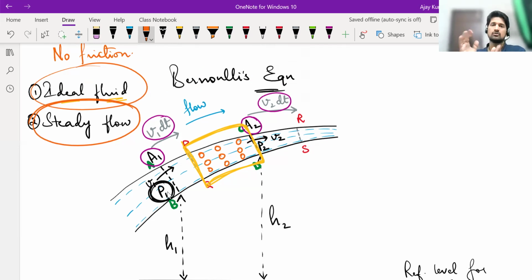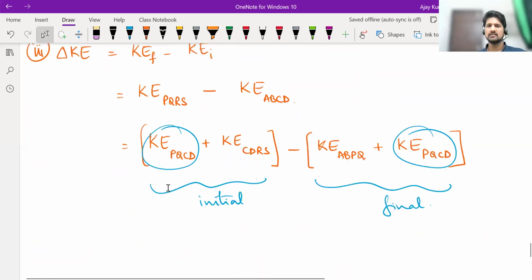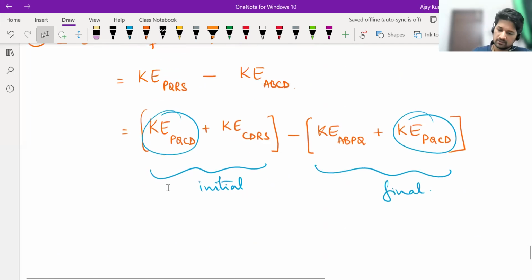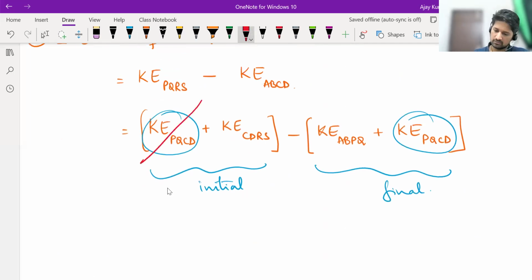Velocity distribution also should be the same in that space. Only then you will get Bernoulli's equation properly. So this is where the assumptions matter. Since we have assumed ideal fluid in steady flow, this term and this term can be cancelled safely. Now, what are we left with?